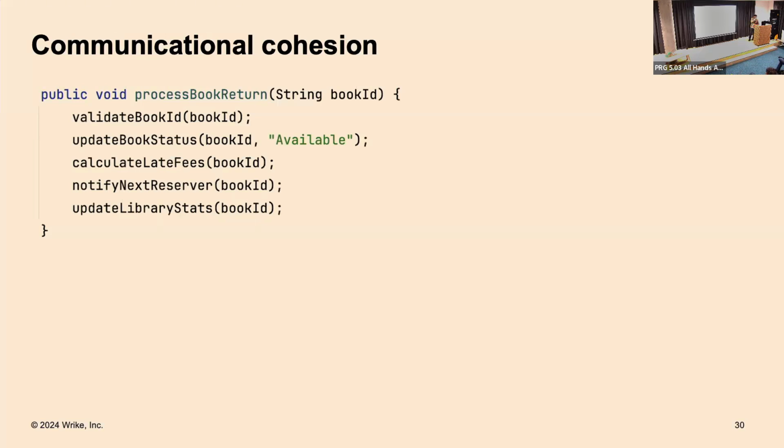Communicational cohesion is basically procedural with shared data. Here, the input is shared between all elements, but it might be a database object or the output of a method. Here we see some relationship contributing to a problem, because we have an object of the real world, which is a book. Everything somehow works with the book, so probably it is about some problem. But still, we're not sure.